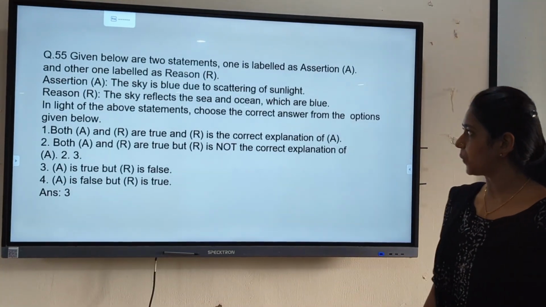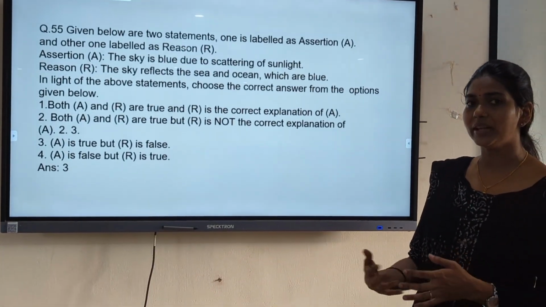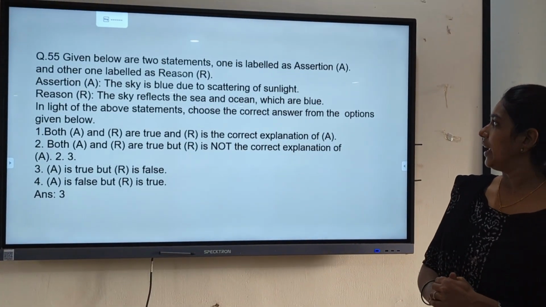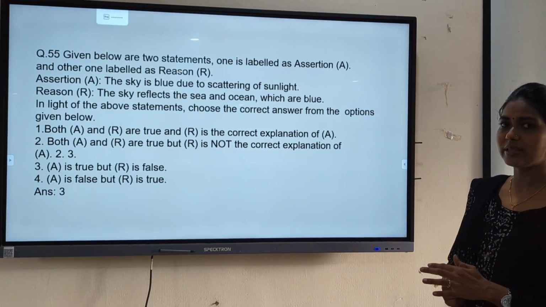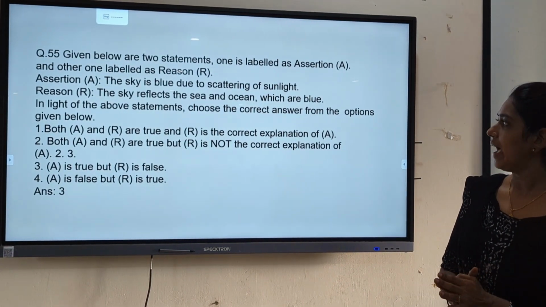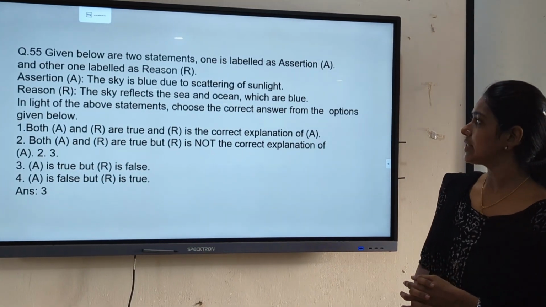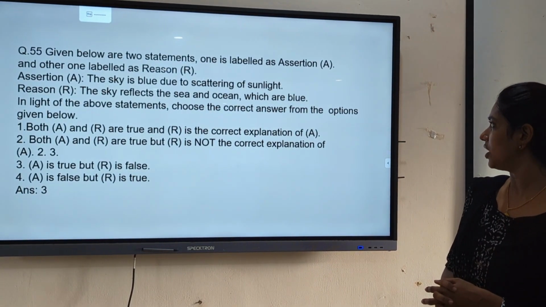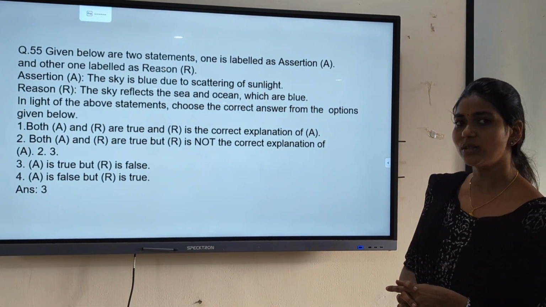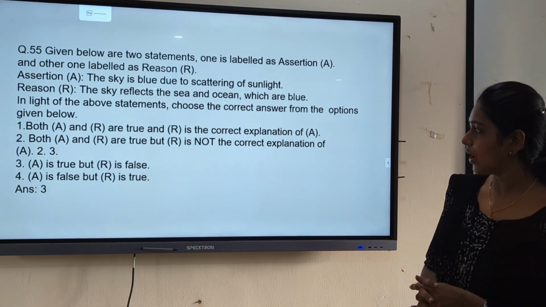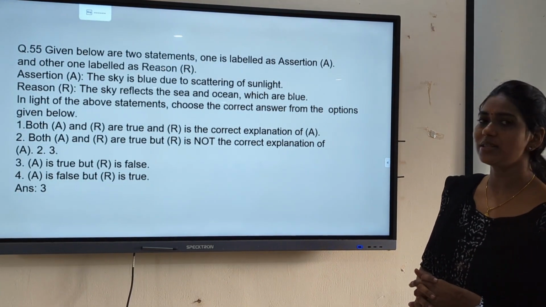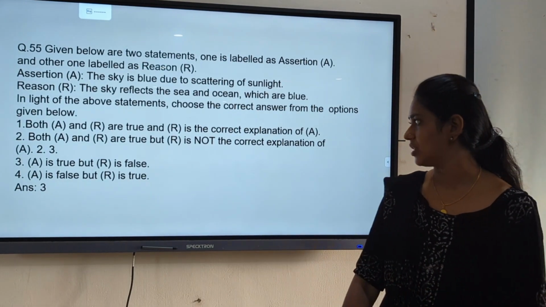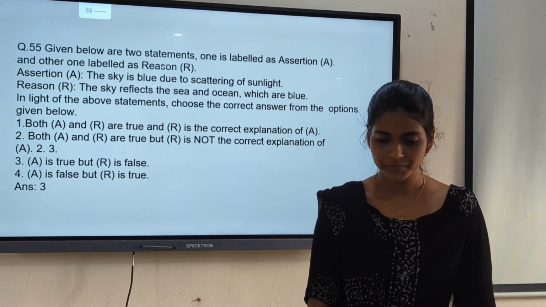Now coming to the next question. Here I have included many assertion-reason type questions. The assertion says that the sky is blue due to scattering of sunlight. It is a fact we all know. The reason they are telling is that the sky reflects the sea and ocean, which are blue, which we know is not a right reason. So the option is 3, that means our assertion is correct, but the reason is not the correct explanation for the assertion. So option 3 is the right answer.